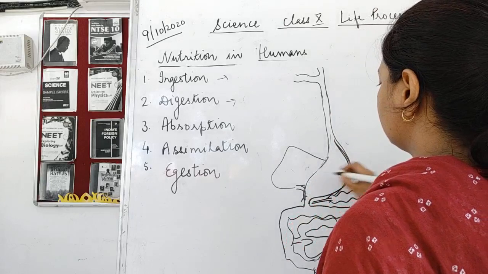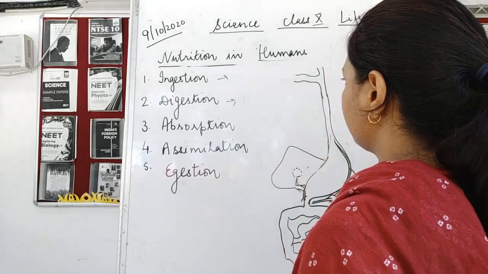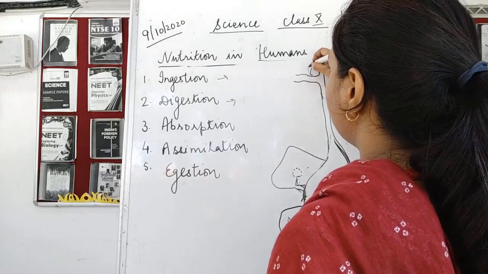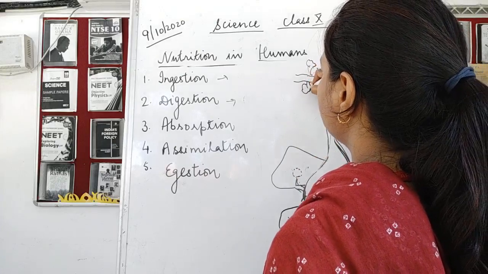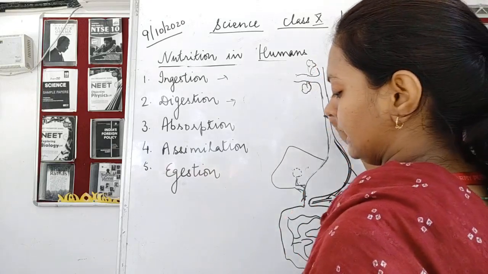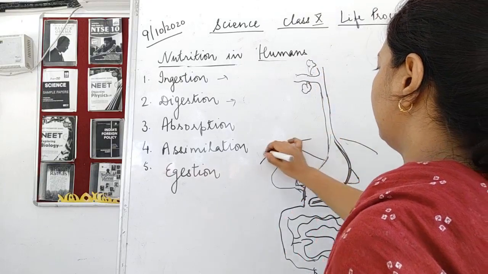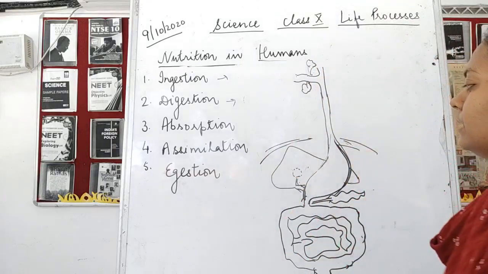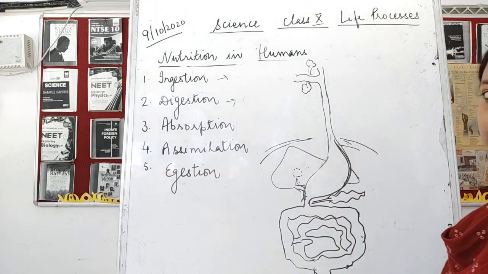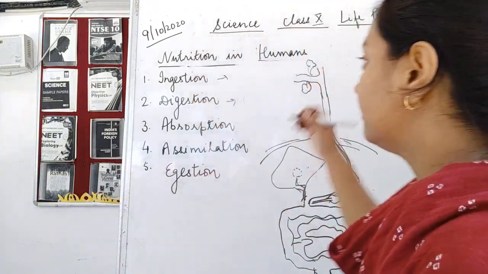Now next, you can remember this. Here inside you have one more structure called the gallbladder, and here we have both the salivary glands present. Then here we have the diaphragm, the chest, and the lungs. Now this is the structure of the human alimentary canal, which consists of the parts here.